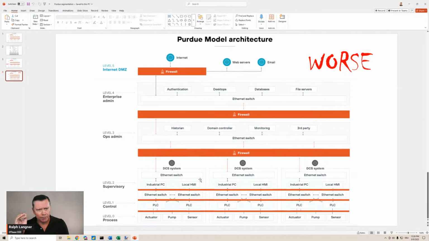The only thing that you should take away from Purdue is that big firewall up here, which is usually called 3.5, and which should be a DMZ, which is more than one firewall.